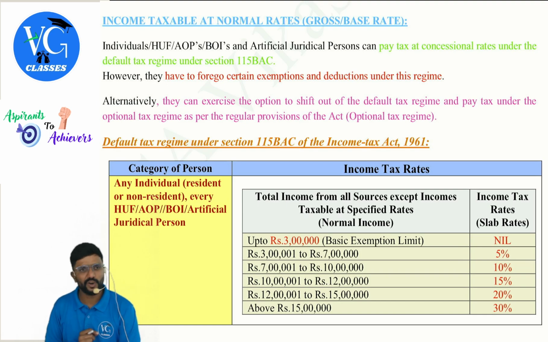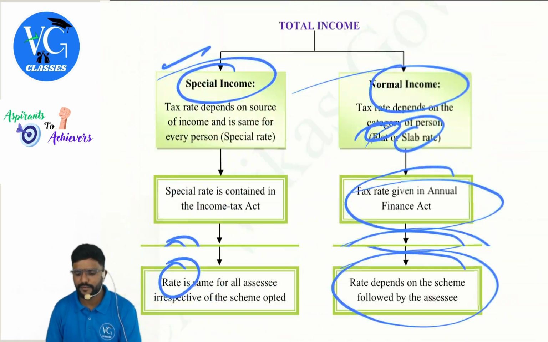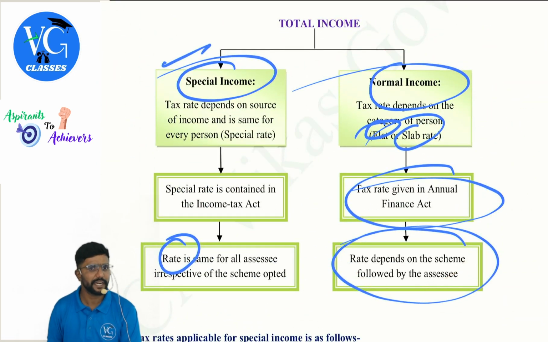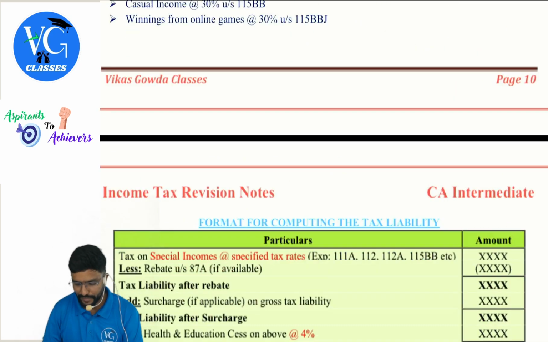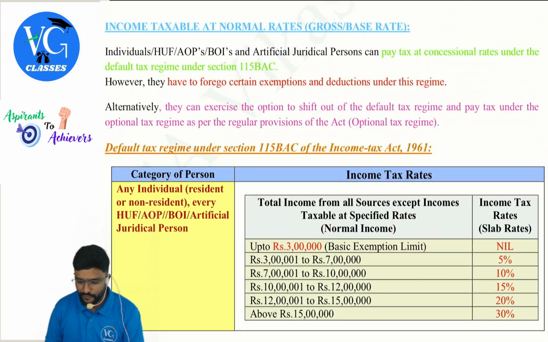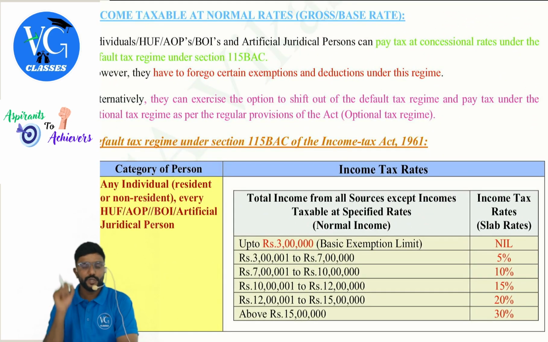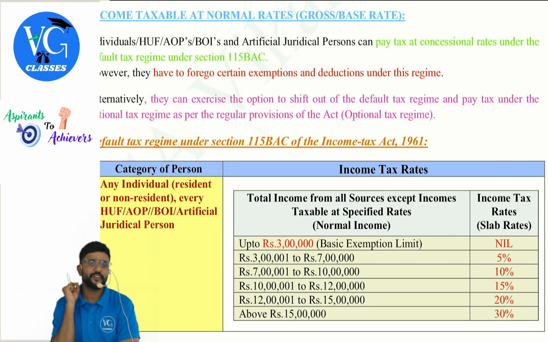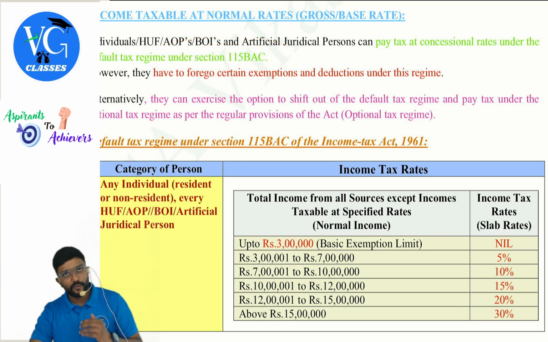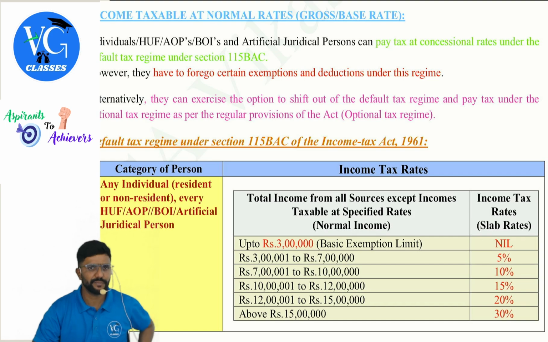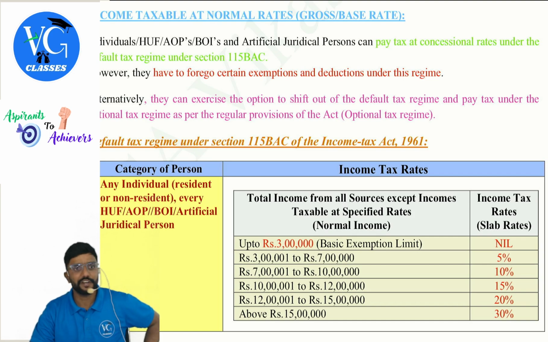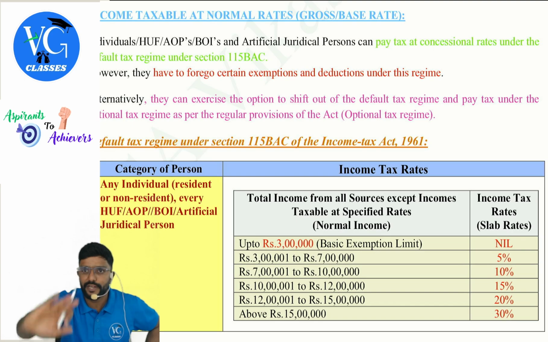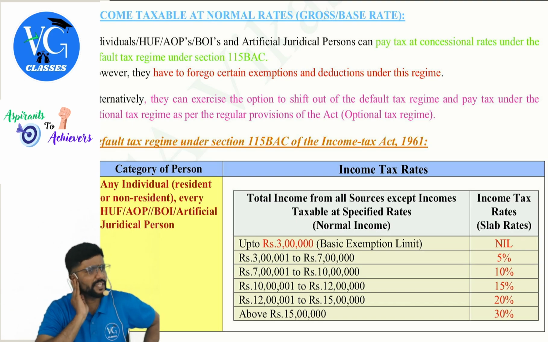Income taxable at normal rates, gross rate or base rate. I told you normal incomes are there, where the rate depends on the category of person, or which scheme they have opted. We are discussing that first. Then we will see the special income. Okay, sir. Now, for the first set of people, individuals, HUF, AOP, BOI, and artificial juridical person, one optional scheme is given under section 115BAC. Initially, when it was introduced, it was called the new regime. But now they have made it the default regime. Means it is understood that if you are not told anything, you are following 115BAC, which is the default scheme.